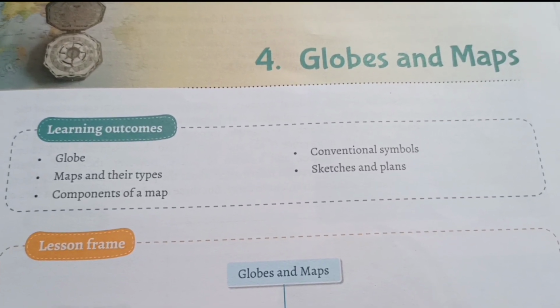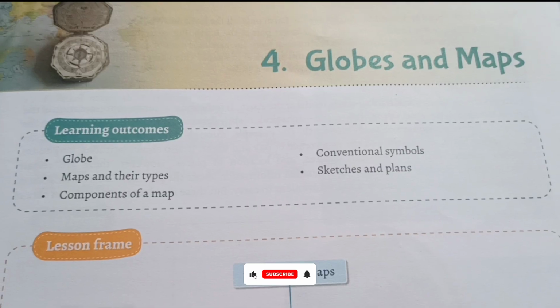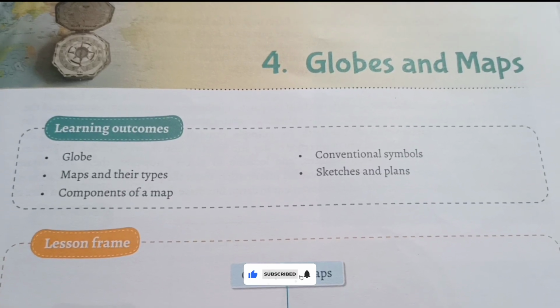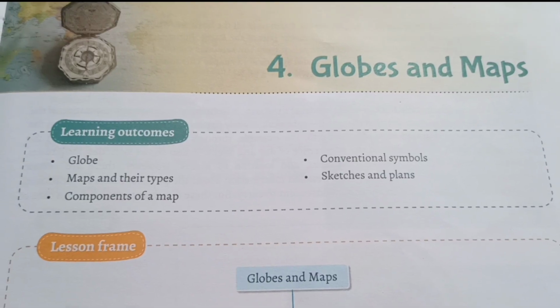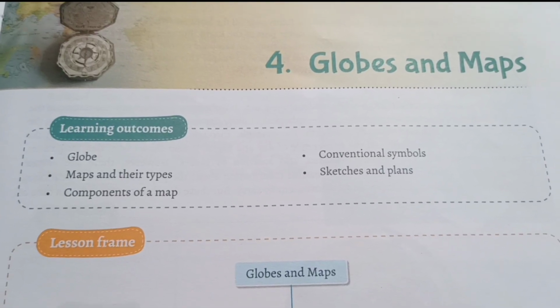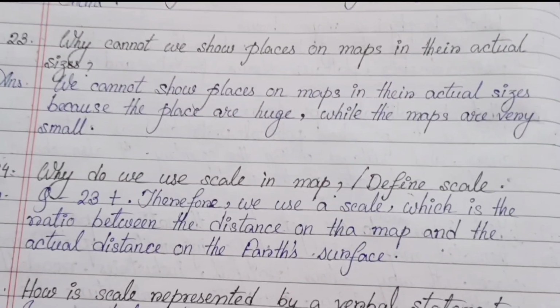Today I am going to give you the rest of the inside question answers from chapter 4 Globes and Maps. I provided 22 question answers in the previous video. If you have missed, then please check out the description box or playlist. You will find that video from there. So let's start from question number 23.